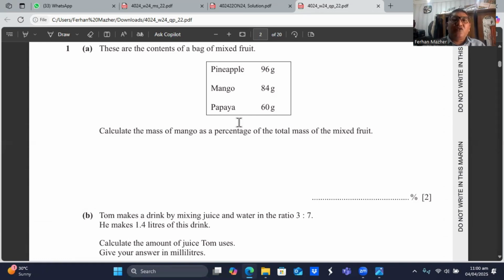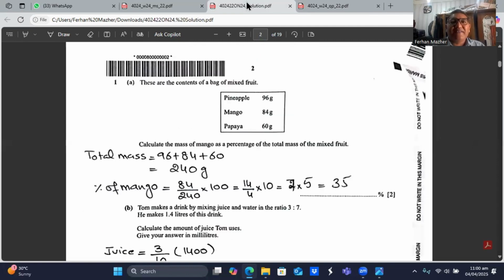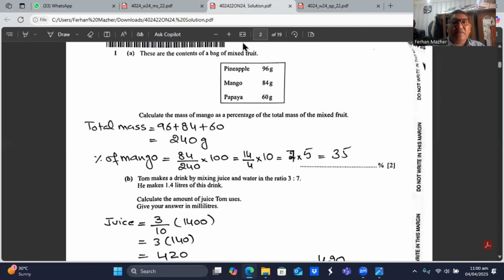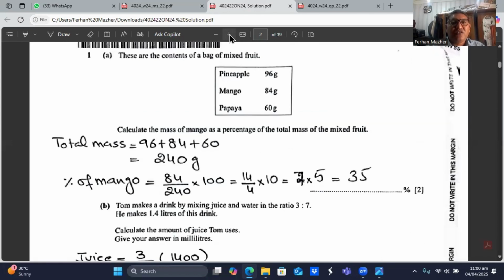So we need to find out the total mass of the mixed fruit. So we will add 96, 84, and 60. Then we will write the mass of the mango as a percentage of the total mass of the mixed fruit. So for that, mango's mass divided by the total mass. So here the solution comes in front of you. Okay, the total mass will be 96 plus 84 plus 60. That will be 240 gram.